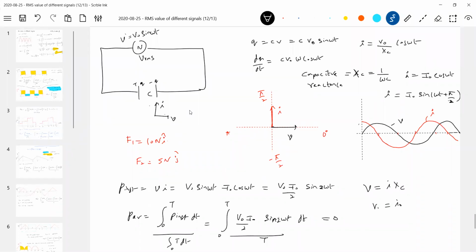V naught equal to I naught into XC, or V RMS. I'll come to that later, because we have to write VC equals I RMS into XC, like this. So tomorrow I'll go into detail. For the time being, what is Ohm's law across a capacitor? It should be the drop across the capacitor equals current into capacitive reactance, not R, XC.